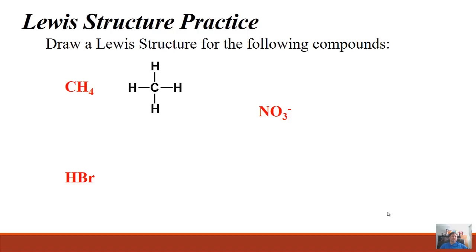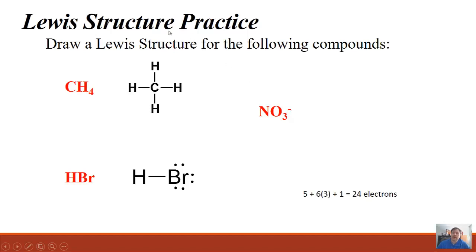It should look something like this. HBr: hydrogen has 1, bromine has 7, so they're going to share 1 right there, HBr. Now, NO3 is a little different, guys, because it's NO3 minus 1 on your charges there. So we have to do a little thinking.